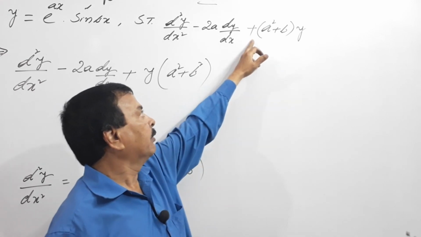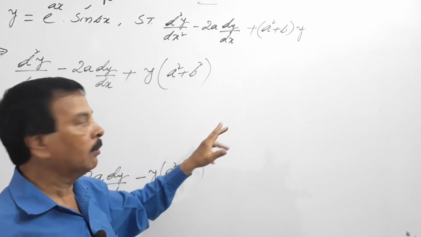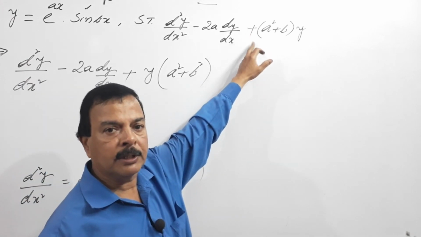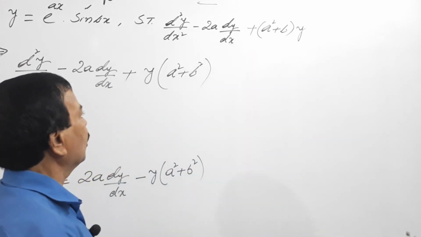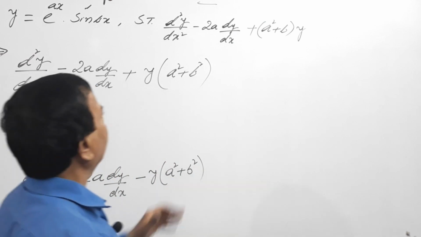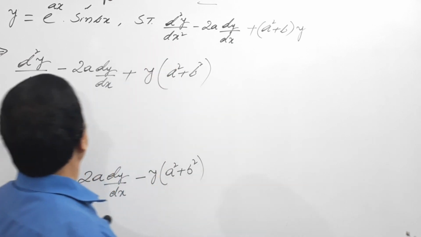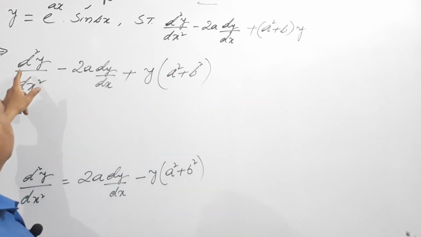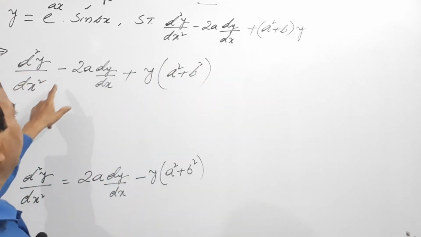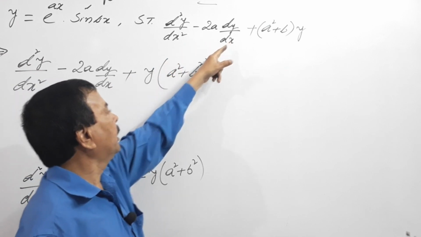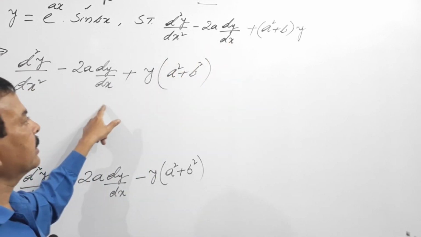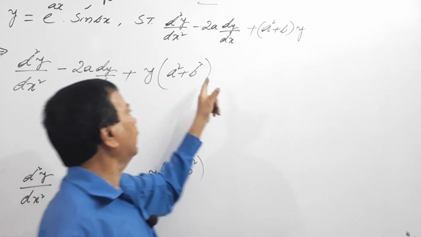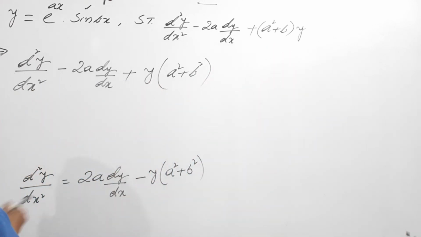But for this, it is not possible to solve the problem. We need to have a plus sign. By mistake, I had not put this plus, make a plus there. He wants it like that: d square y by dx square minus 2a into dy by dx plus a square plus b square into y. But if I have taken this side, we write it once again.